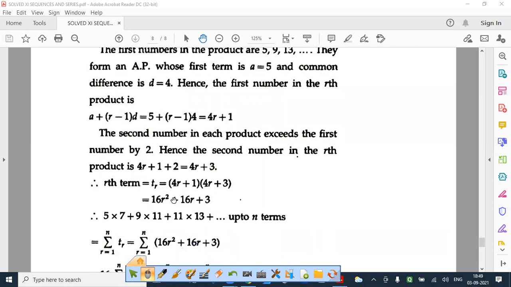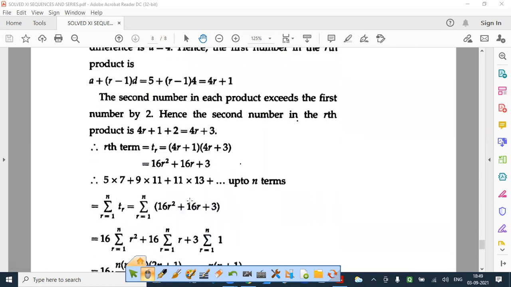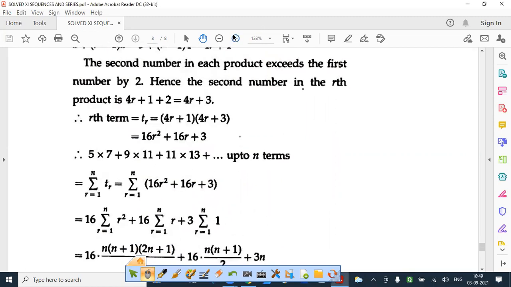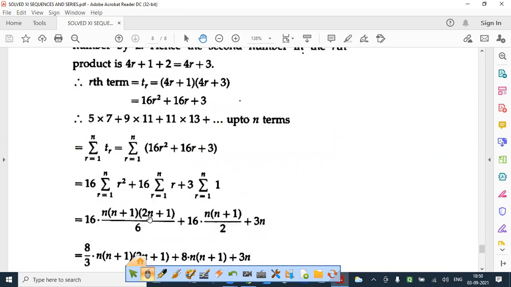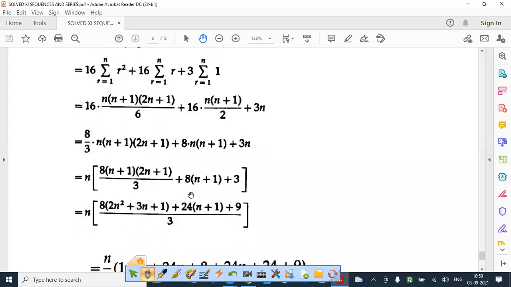Okay. Now, what is Sn? Sigma Tr, r goes from 1 to n. Properties of sigma notation. So this is 16 sigma r square. We know sigma r square. Plus 16 sigma r. What is sigma r? It is nothing but n into n plus 1 by 2. And what is sigma 1? n. Substitute the values. Most of the students find this part difficult, finding LCM and so on.